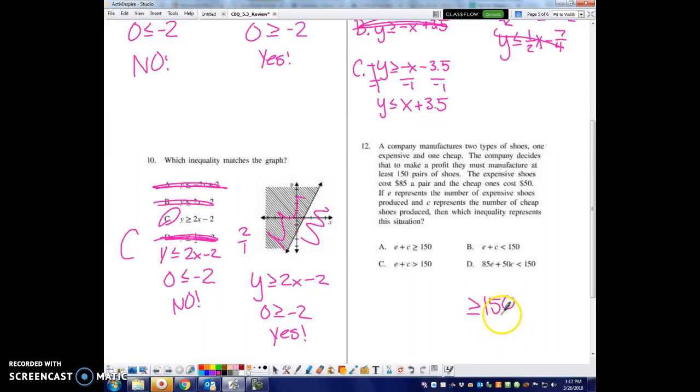We don't care because this isn't money. So expensive plus cheap will equal this. Forget about the money because they're not talking about money. They're talking about total number of shoes, the total number of shoes. If they said they made a certain profit, then we would have the money included, but they don't, so we don't.